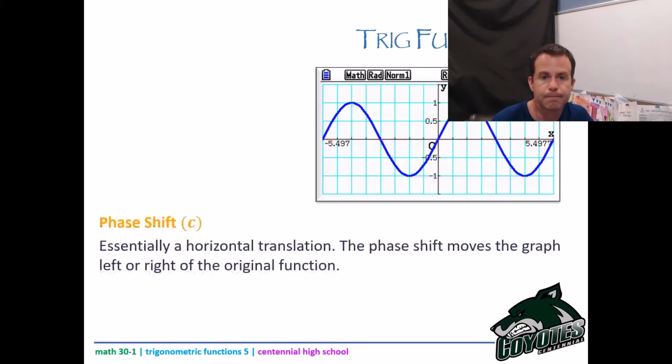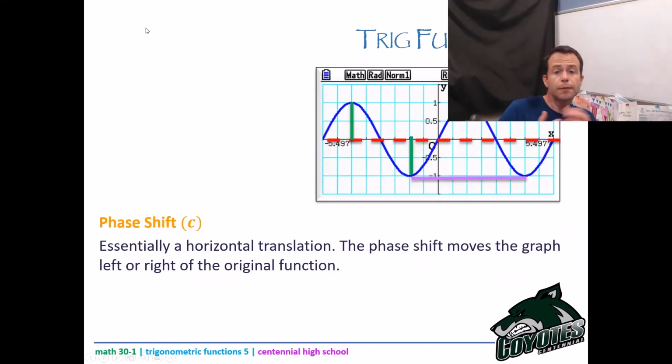Okay, and then the phase shift. Essentially, the phase shift is a horizontal translation, and it's our letter C. The phase shift moves the graph left or right of the original function. And as I said, we'll deal with that a little bit more when we get into tomorrow's lesson. Okay. So our focus today is going to be on the A value and the B value. So we're going to kind of hone in on the A and the B, and then tomorrow in part 2 of this, we'll throw in the C value and the D value. And then at the end of tomorrow's lesson, we'll also start playing with everything together, okay?